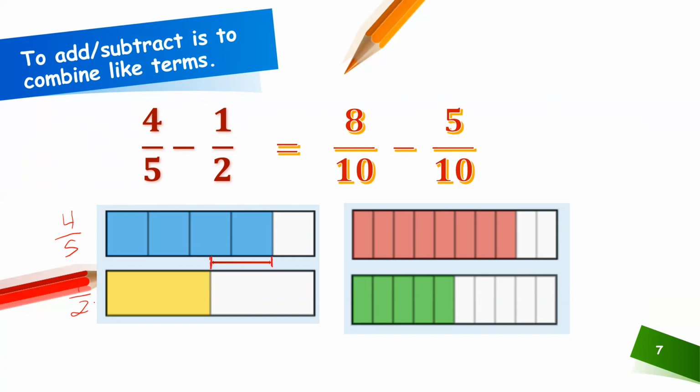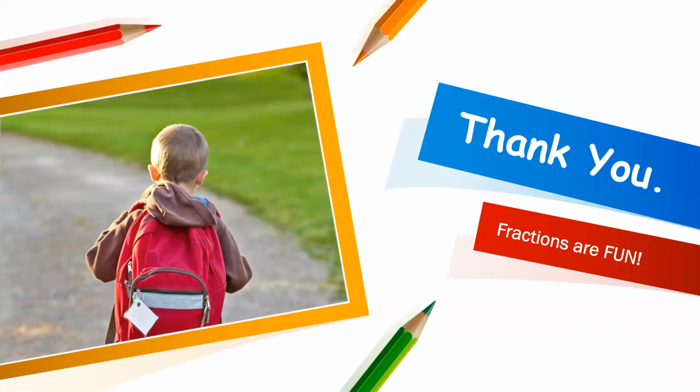Now we can subtract, right? What does it mean to subtract? The difference between the two numbers, right? And that distance right there is 3/10. So 4/5 minus 1/2 is the same as 8/10 minus 5/10, which is 3/10. Pretty awesome, right? And that is it. It's that basic. Make sure your noun is the same before you combine like terms.